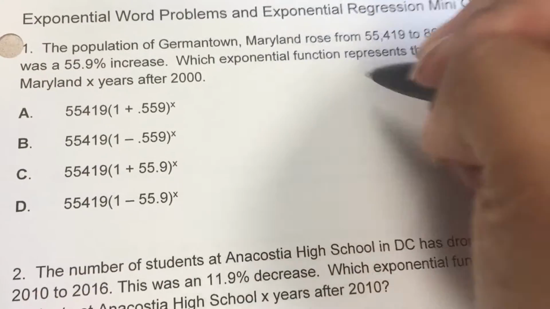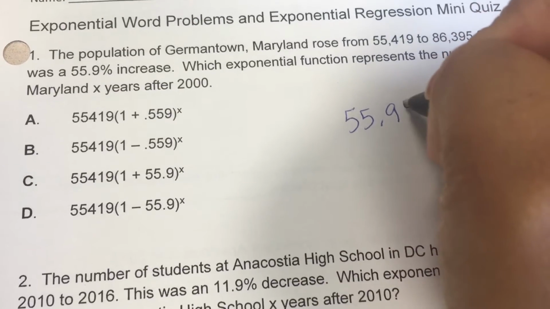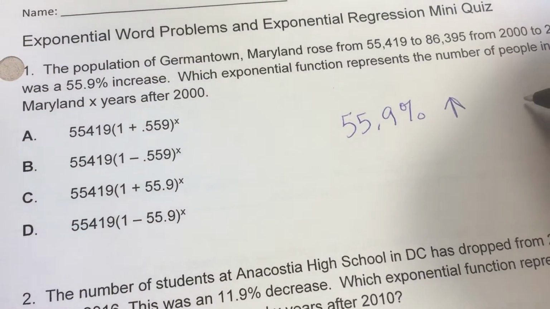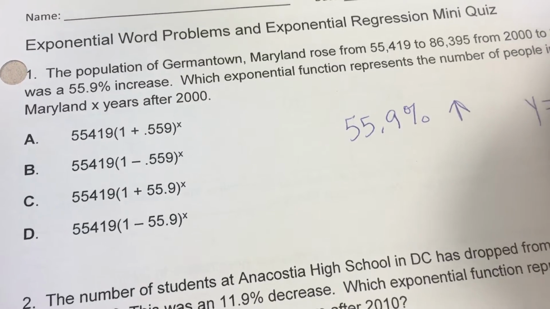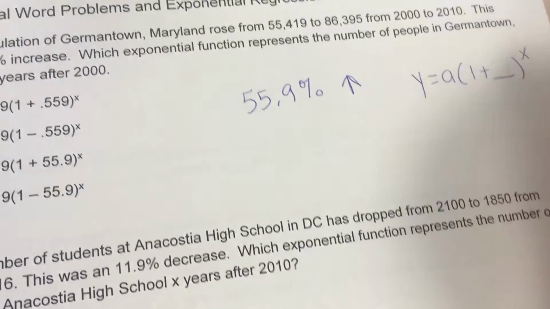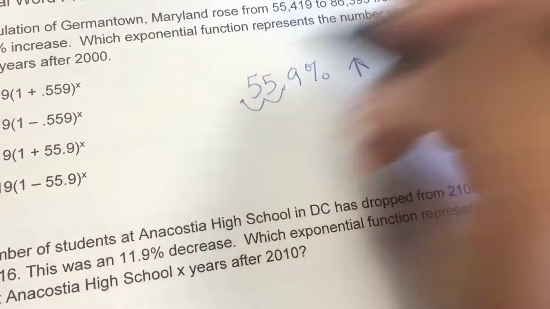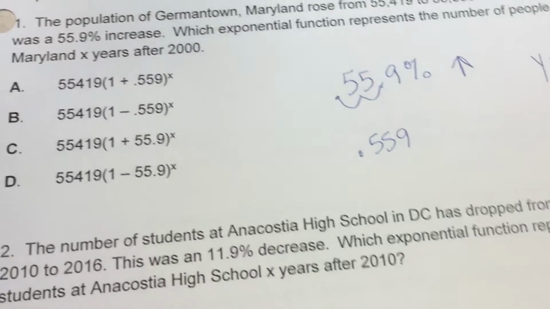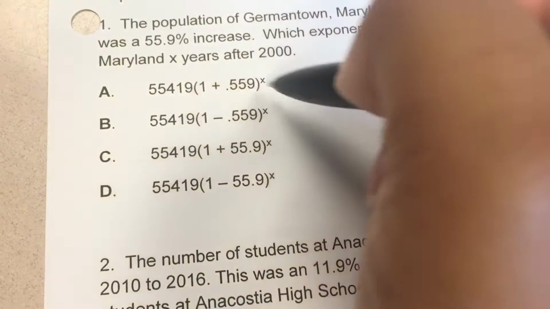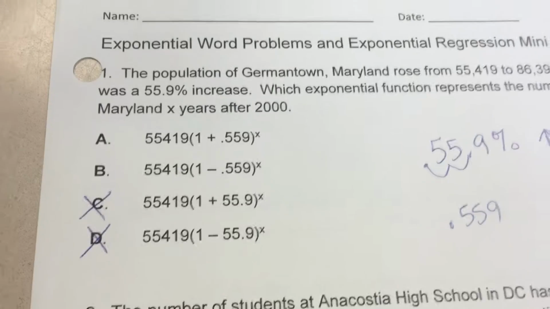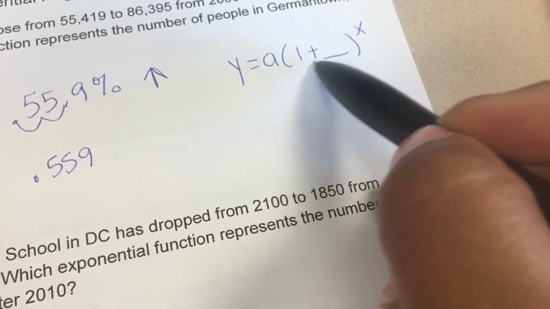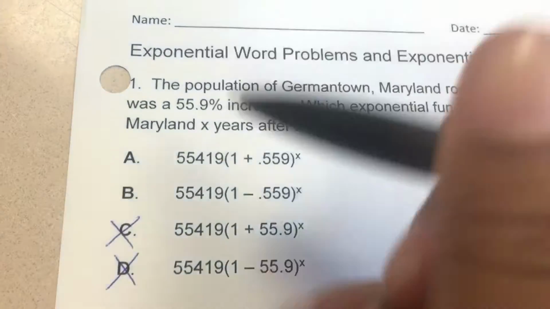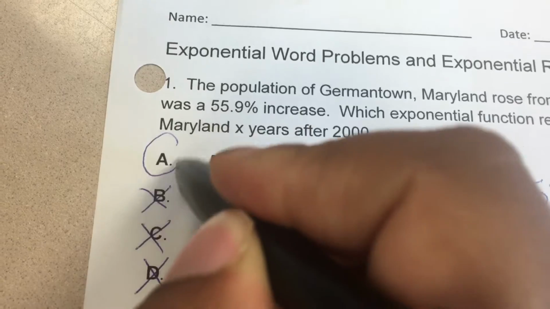Alright, here we go. First one, you had a 55.9% increase. So that means our equation was going to be A times 1 plus something to the x. First step is to move your decimal point over 2 spaces to the left so that our decimal is 0.559. So first thing you should do is see which choices don't have 0.559 and cross those out. I knew that my equation had to be 1 plus something, so part B also didn't work. So your choice should have been A, and that choice was 2 points.